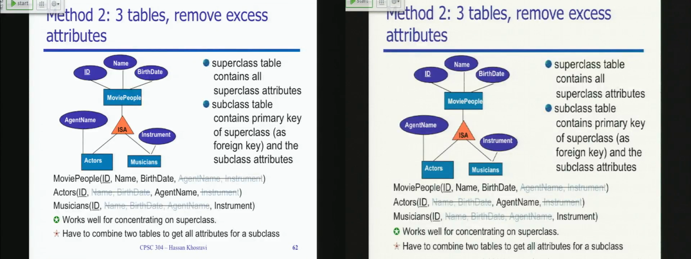Let's look at a different way of doing it. Let's delete agent name and instrument from here. Let's have movie people, so I'm going to keep their ID, name, and birthday. I'm going to have an actor table, which is going to keep the ID, so I can go back and check the rest of their information, and agent name. I have another table, musician, which now is going to keep ID and instrument, and these are going to be the 3 tables that I have.